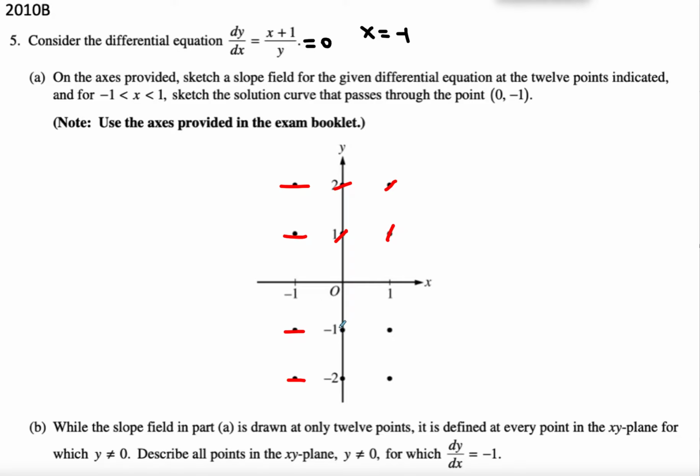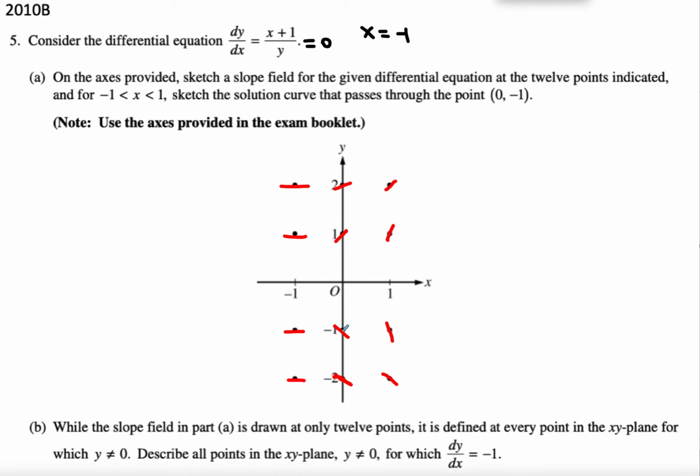How about here? When x equals 0, y equals -1, then slope is -1. So here we get -45. I think this one is -45. Here, x equal to 0, y equals -2, then slope is -1/2. So it flattens out a little bit. And here it becomes -2. Something like that.